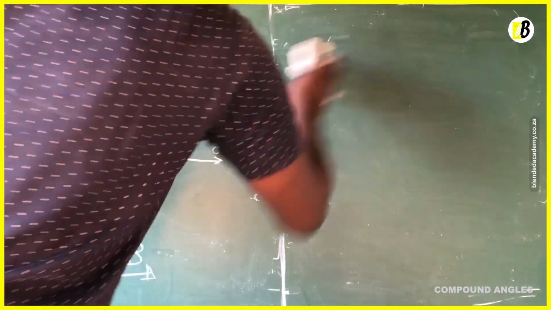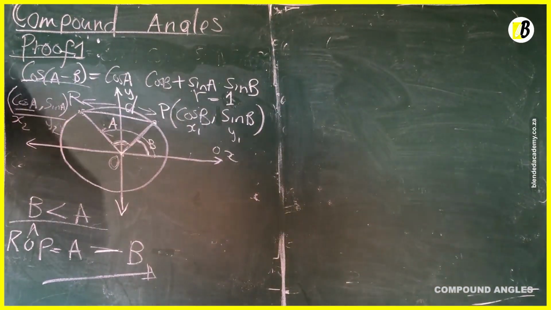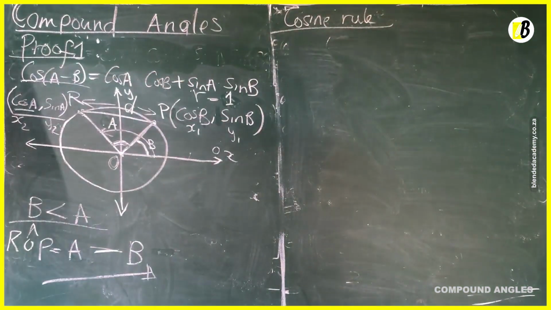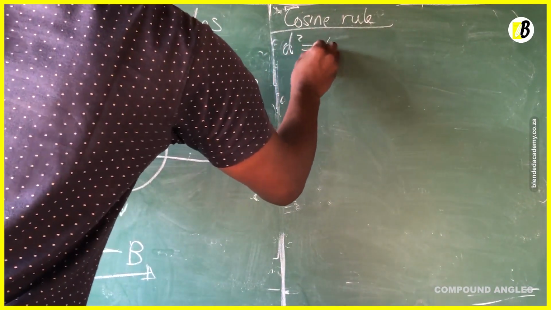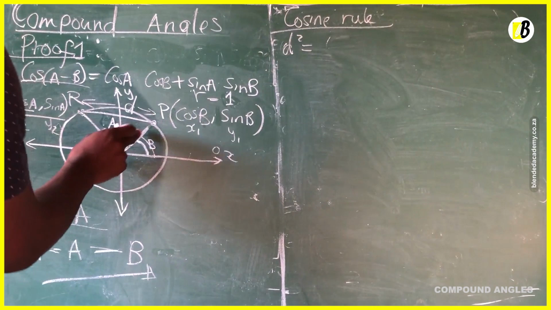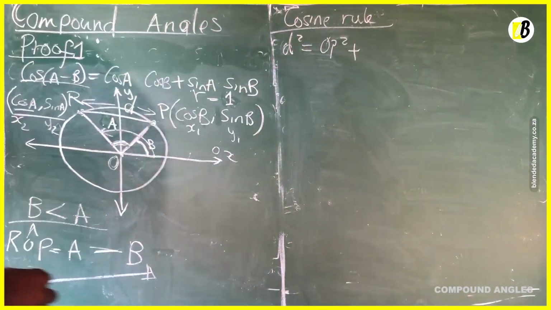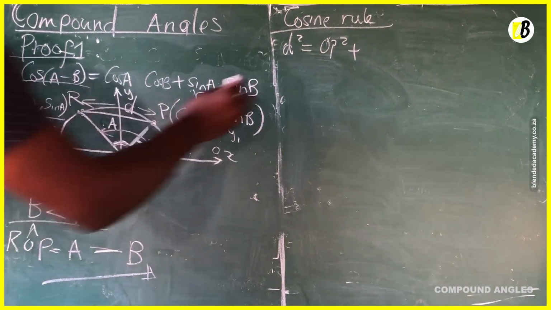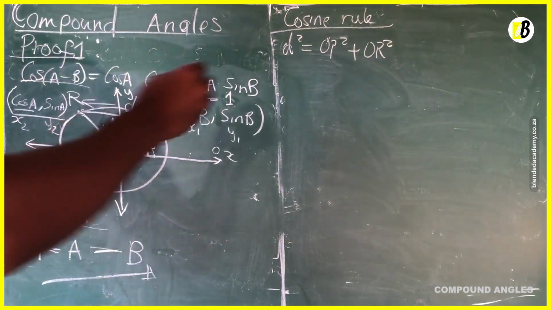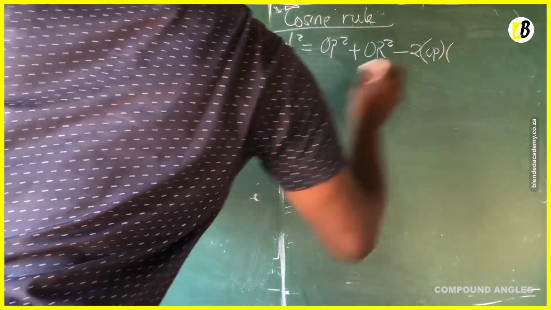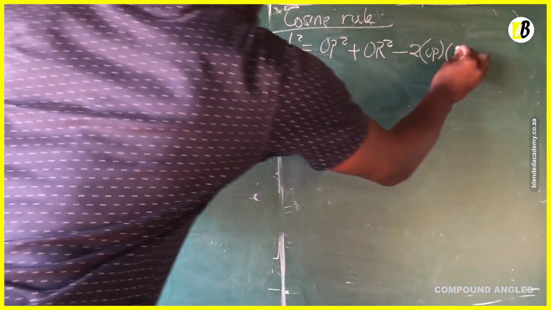Let's move on to the cosine rule, where we're going to be solving for the same distance but using a different method. So with the cosine rule, it's going to be d squared equals OP, the distance OP from the origin to the point P. So that's going to be OP squared plus the distance between O and R, OR squared. And then minus 2, the distance between O and P, so that's OP again, multiplied by the distance between O and R, that's OR, and then multiplied by cos A minus B.